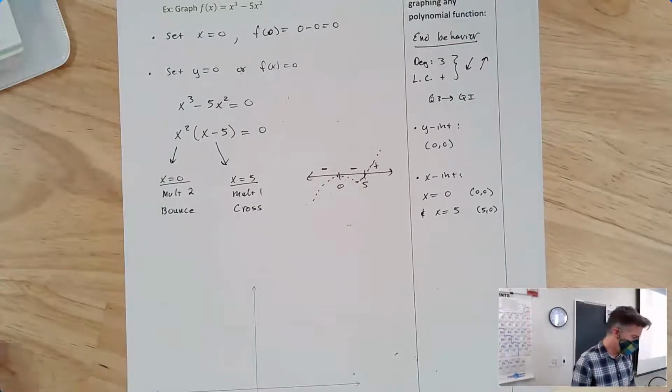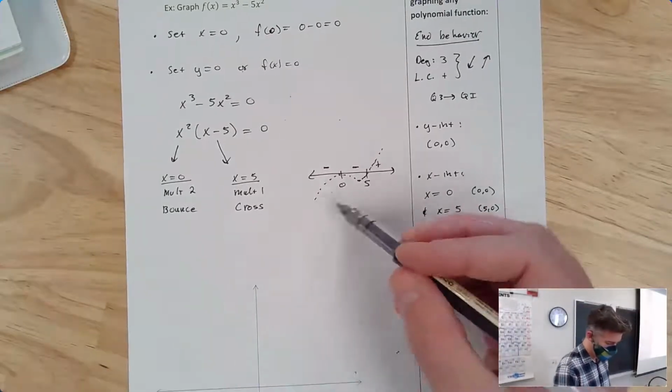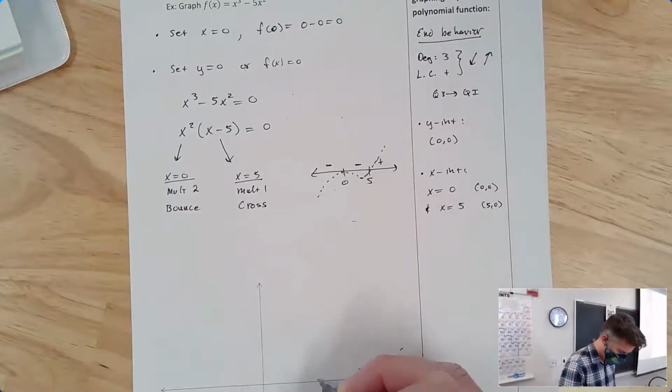Okay. So then we're going to graph it. We already kind of have the graph. I'm just going to throw a 5 out there.